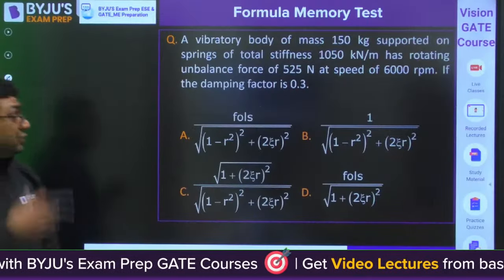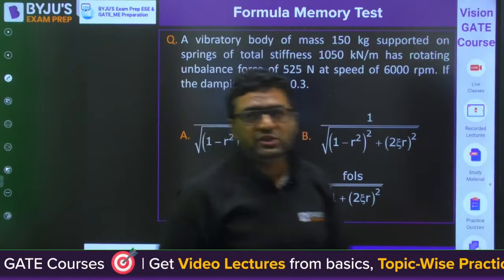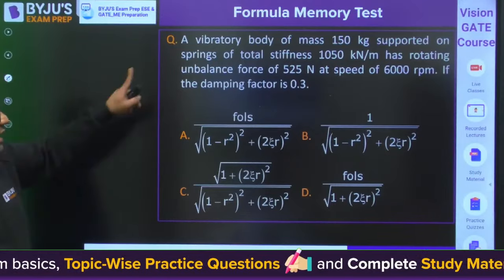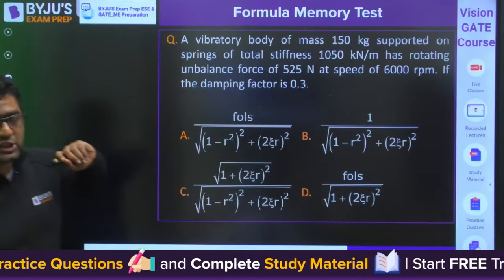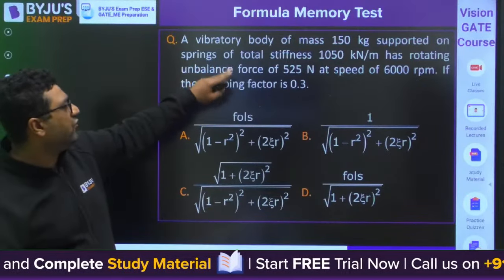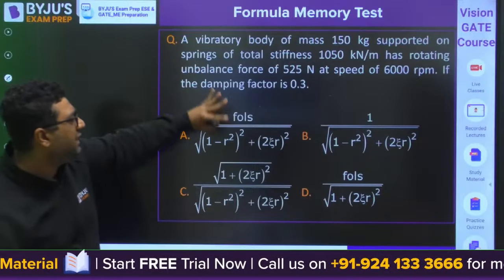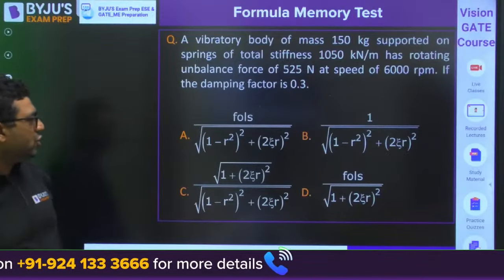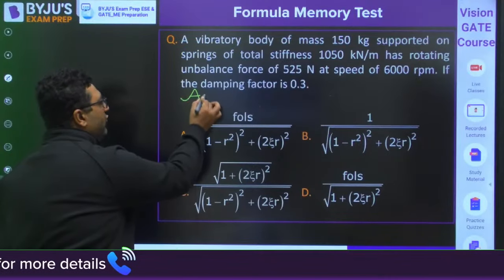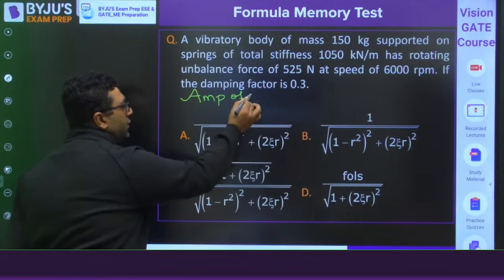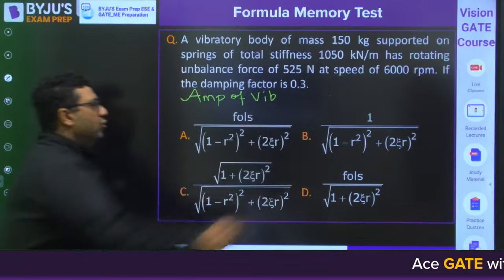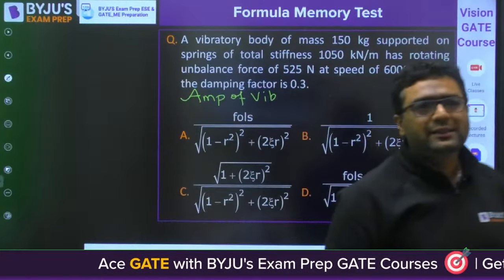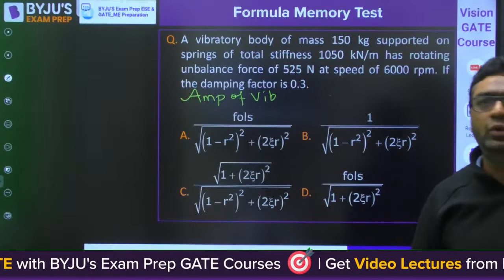Moving further to the next question, guys. This is from vibrations now. A vibratory body of mass 150 kg is supported on springs of total stiffness this, with rotating unbalance this, and they are asking, if this is the damping ratio, find the amplitude of vibration. Which formula is correct for amplitude? This is MCQ, not MSQ.